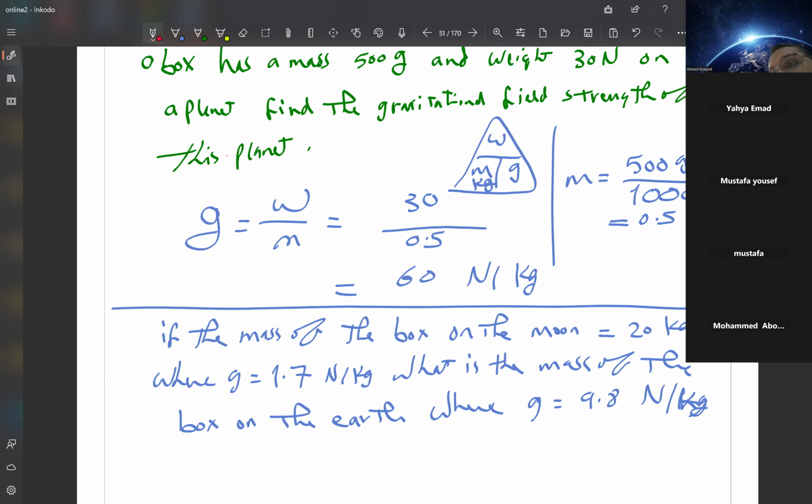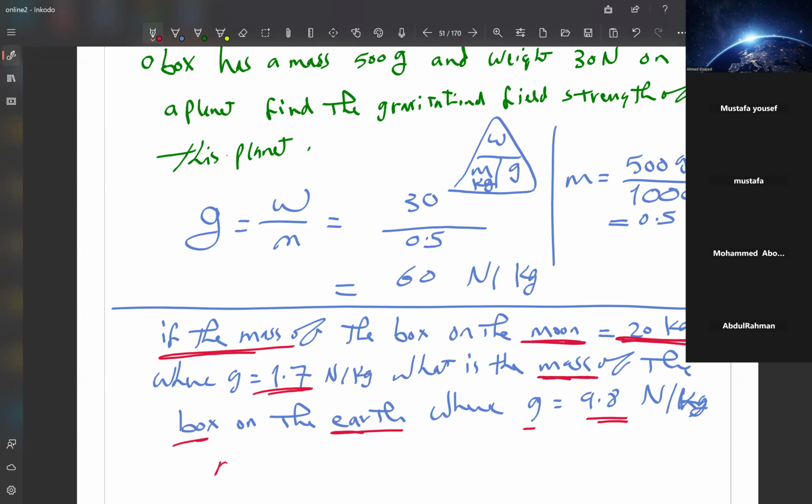Abdurrahman, yes. He said the mass of the box on the moon is 20 kilogram, and G on the moon is 1.7. What is the mass of the box on the Earth, where G equals 9.8? What do you think? Weight equals mass multiplied by gravity. If you want to use this equation, weight at the top, mg. So if you want to find mass, it will be weight over G. So you want to continue?